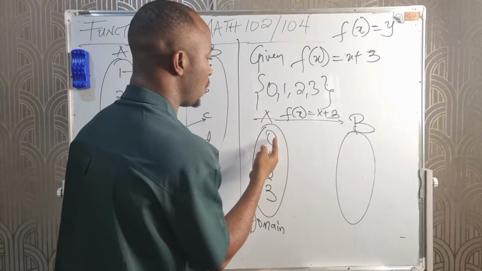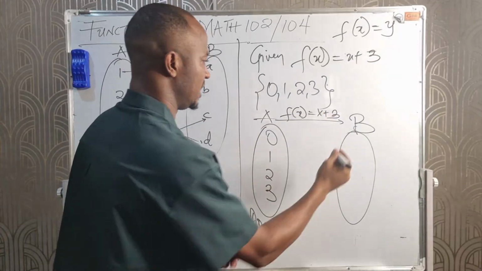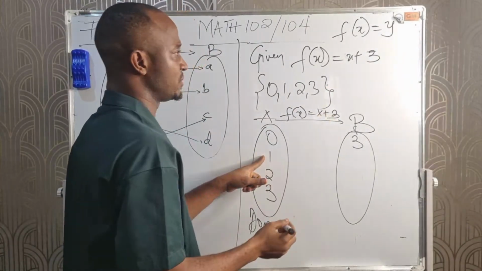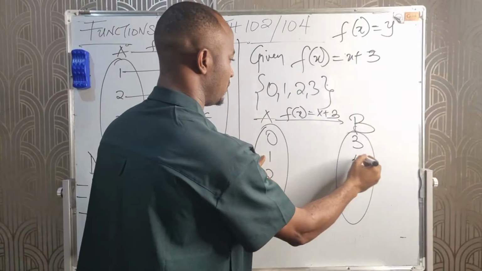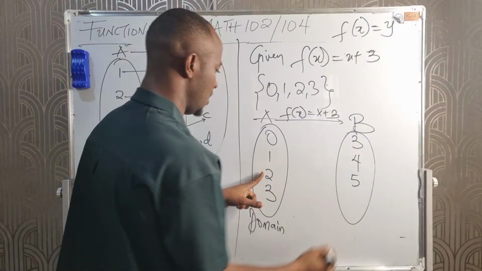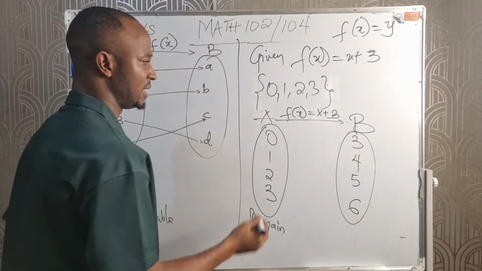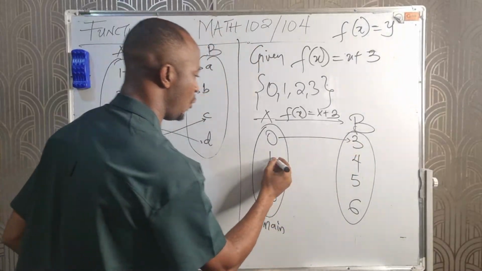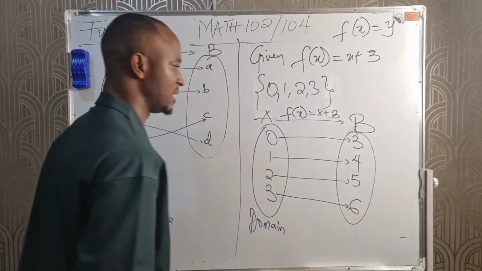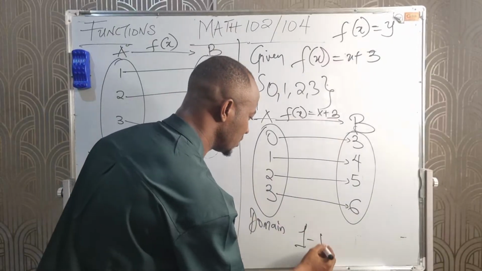Now let's go. When the value of x is 0, here becomes 0 plus 3. It means I will have 3 here, right? When the value of x is 1, here becomes 1 plus 3. That will give us 4. When the value of x is 2, what is 2 plus 3? 5. When the value of x is 3, what is 3 plus 3? That will give us 6. That means 0 is mapped to 3, 1 is mapped to 4, 2 is mapped to 5, 3 is mapped to 6. We call this kind of mapping function one-to-one.